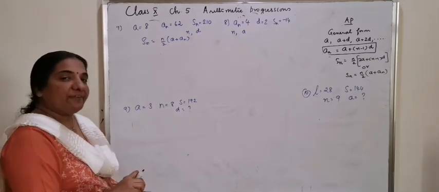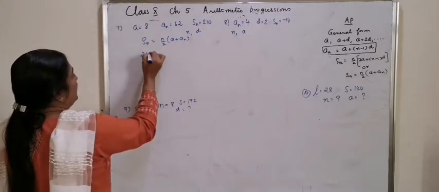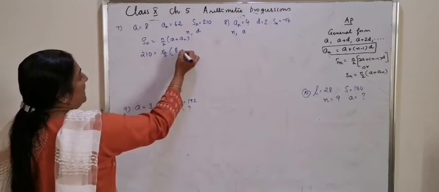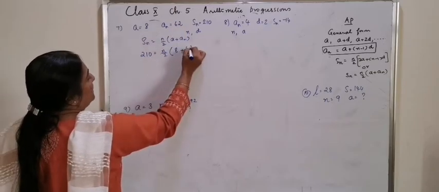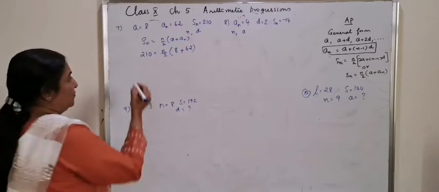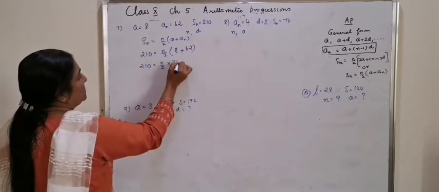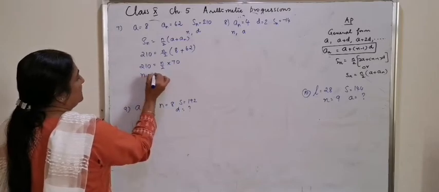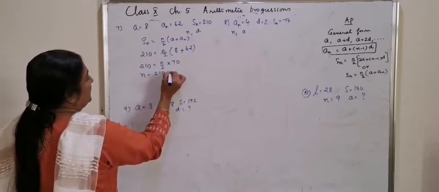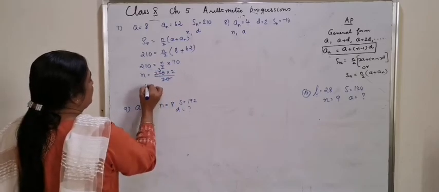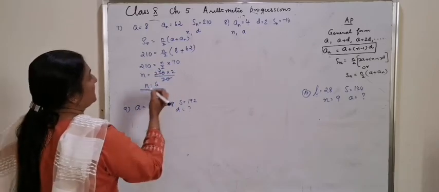Substitute whatever is available with you. 210 is equal to, n has to be found out. The a value is 8 and the an value is 62. 210 is equal to n by 2 into 70, or n is equal to 210 into 2 by 70. That is, n is equal to 6.